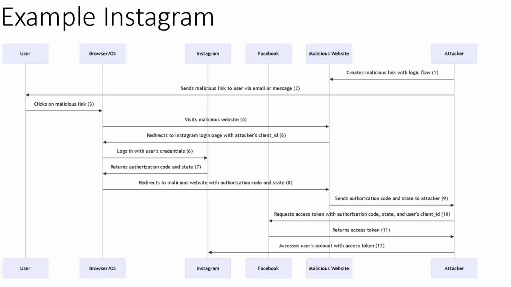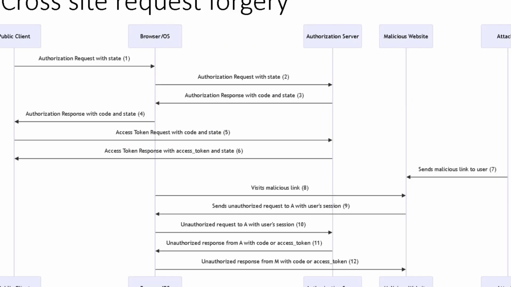Facebook returns an access token to the attacker, which can then be used to access the user's account on Instagram. The attacker uses the access token to access or misuse the user account on Instagram, such as posting, deleting, or modifying content that happened with Instagram, using OAuth with Facebook. We will discuss more in the next lecture.